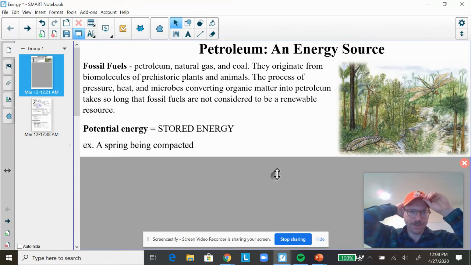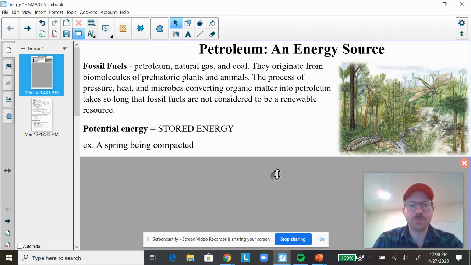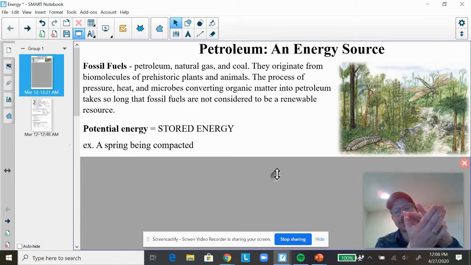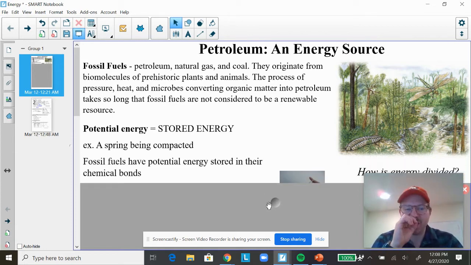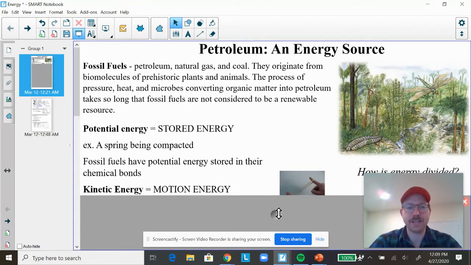So inside of every energy molecule, like an oil, methane, for example, is stored energy. And we call stored energy potential energy. An example is a spring that's really compacted. When you have a spring that's really compacted, it has a lot of potential energy. You feel that pressure, and then you release it. Okay? In chemical bonds, we're talking about potential energy. When we break off those bonds, we release that energy. So those bonds hold potential energy.